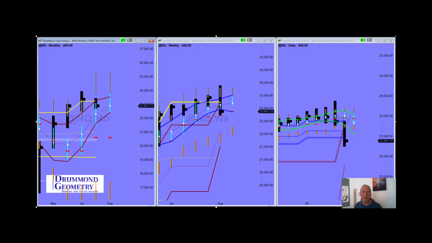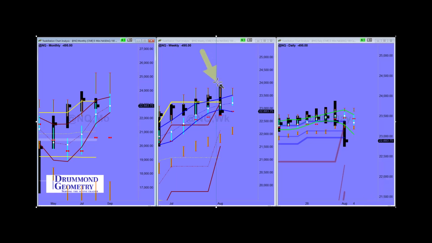This video is going to focus on the Nasdaq. Two days ago, Thursday, we had a key reversal bar on the daily. We have a key reversal bar on the weekly now. And is this a major top, or is this just a little hiccup along the way as things continue to march higher? So let's get into this and see what the Drummond geometry has to say.